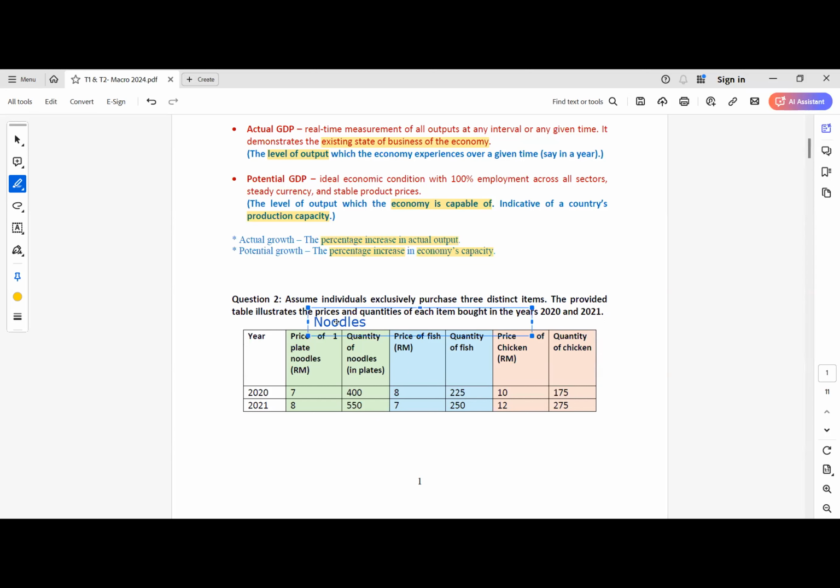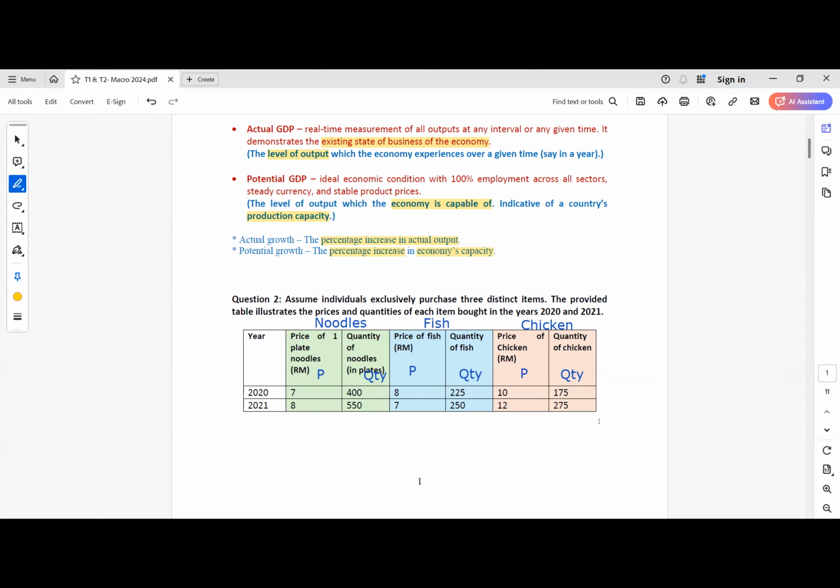So we have 3 items over here. And what information have I provided to you? You have price and you have quantity. Surely later on they are going to ask you to calculate things like GDP, so this is a simple calculation of GDP. Price, quantity, and price, also quantity. You have 2 years over here, 2020 and 2021. You can see the prices and the quantity itself.